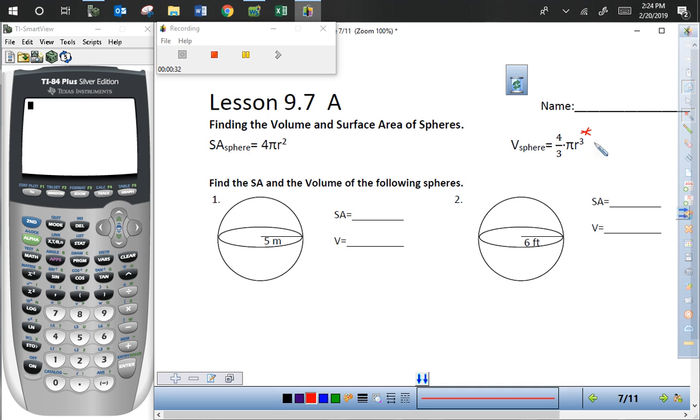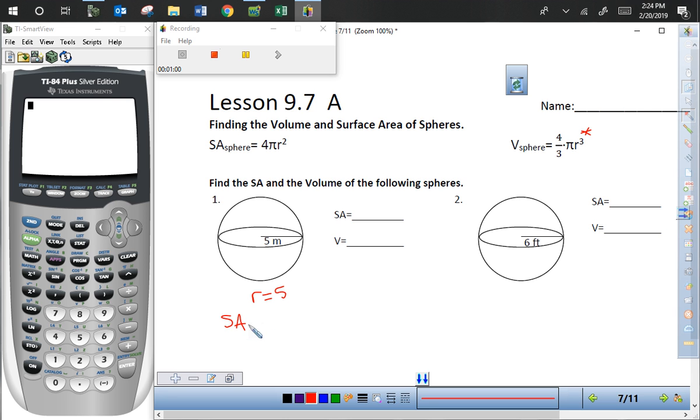Pay extra attention here. The radius goes to the third power, just like our label with volume in general. The nice thing about working with spheres is that the formula only requires one variable, and that is the radius r. On number 1, we have the radius given to us as 5. So all we have to do for these formulas is just plug in.